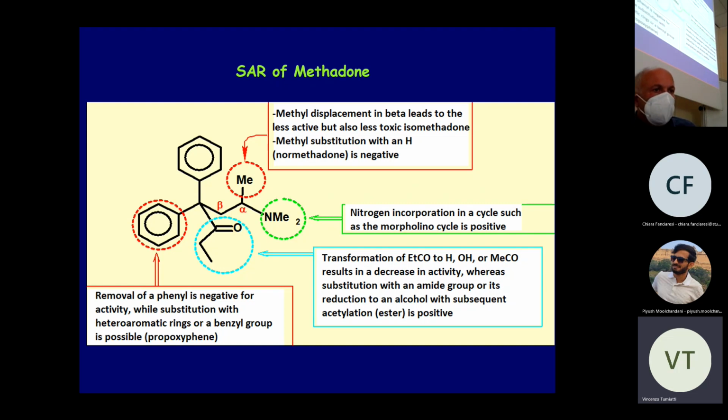This simple molecule is able to give the same effect of morphine. This means that methadone represents the pharmacophore, the minimal chemical structure necessary to give the activity of morphine. Minimal structure. It is not possible to further simplify this type of structure.